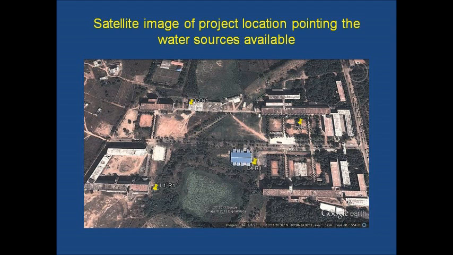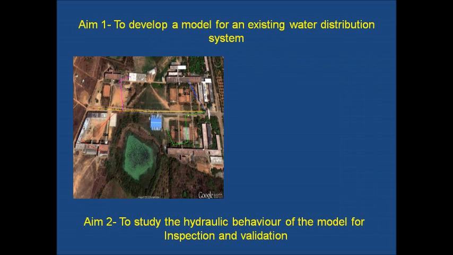The satellite image of a project location pointing the water source available. The aim of our project is to develop a model for an existing water distribution system to study the hydraulic behavior of the model.